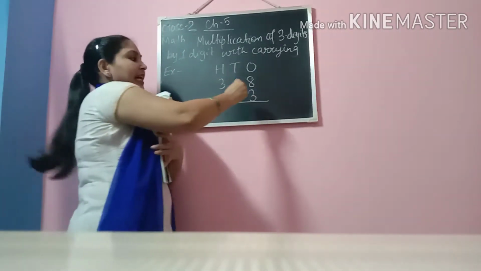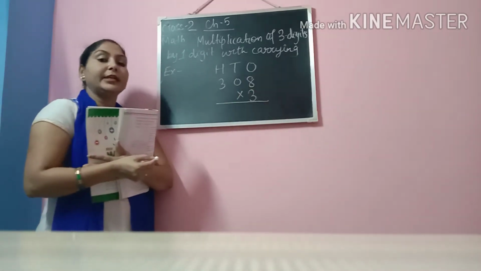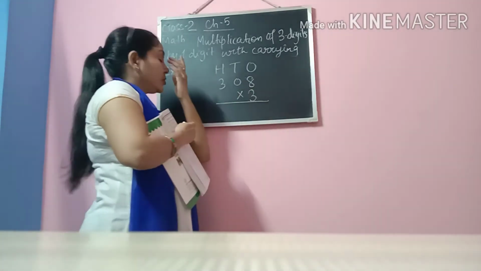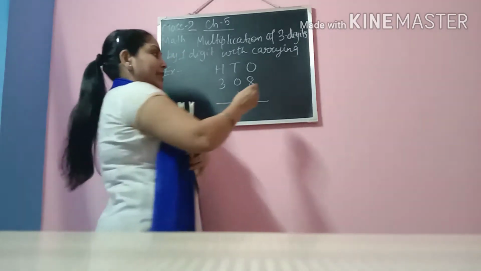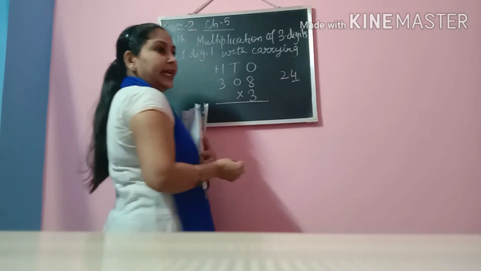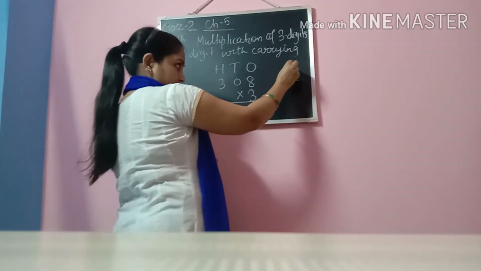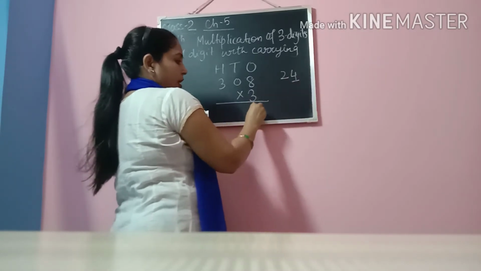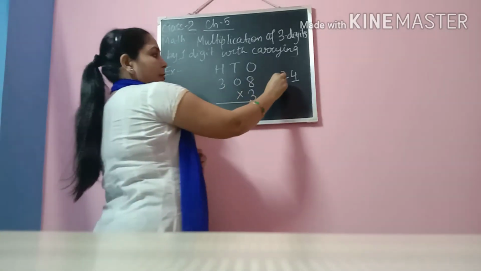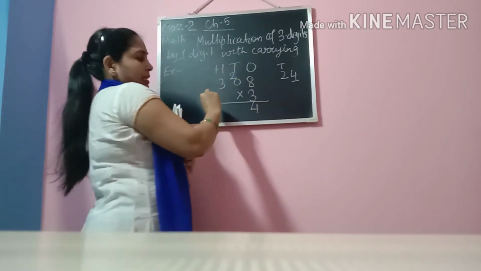Now we will start from the ones place. We will read the table of 3. So 3 8s are how much? 3 8s are, we know, 24. Now again it is a 2-digit number, so we will write the ones place digit below the ones place. And what about this 2 tens? We will carry it to the next place value.